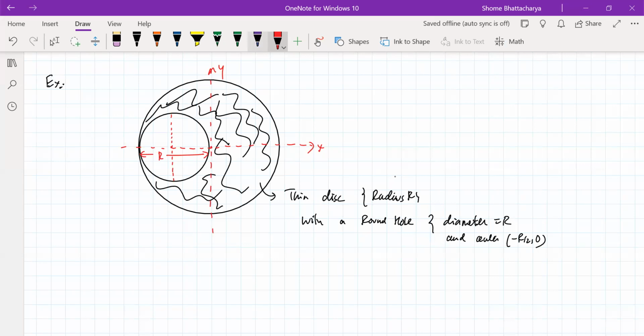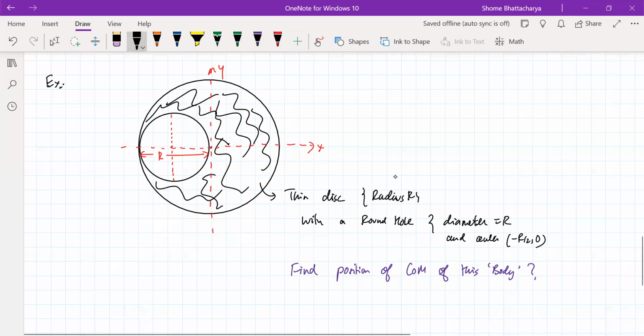The original disk would have had its center of mass at the origin if we had not cut out the hole. But now we have to find the position of the center of mass of this body. This says uniform mass distribution. That is, its mass per unit surface area is uniform. It's isotropic.